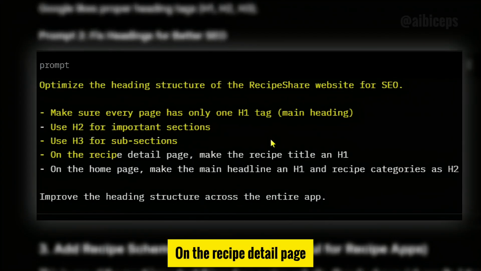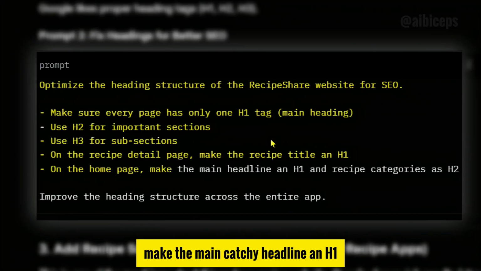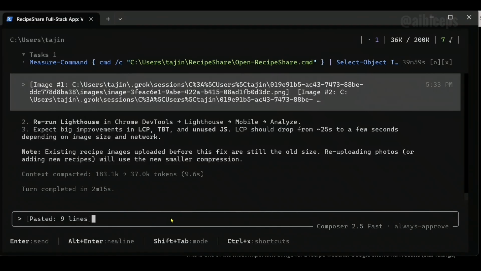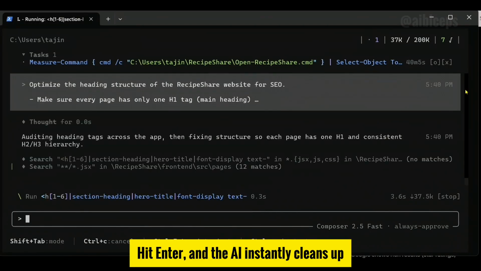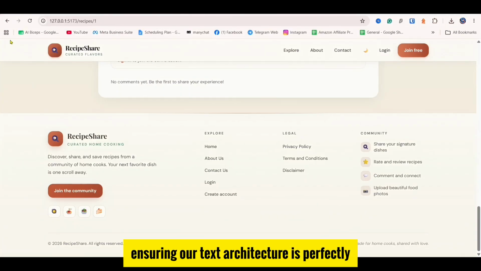On the recipe detail page, ensure the dynamic recipe title is locked as an H1. On the home page, make the main catchy headline an H1 and the food category titles an H2. Apply this clean structure across the entire app. Hit enter and the AI instantly cleans up our typography layout, ensuring our text architecture is perfectly optimized for search web crawlers.